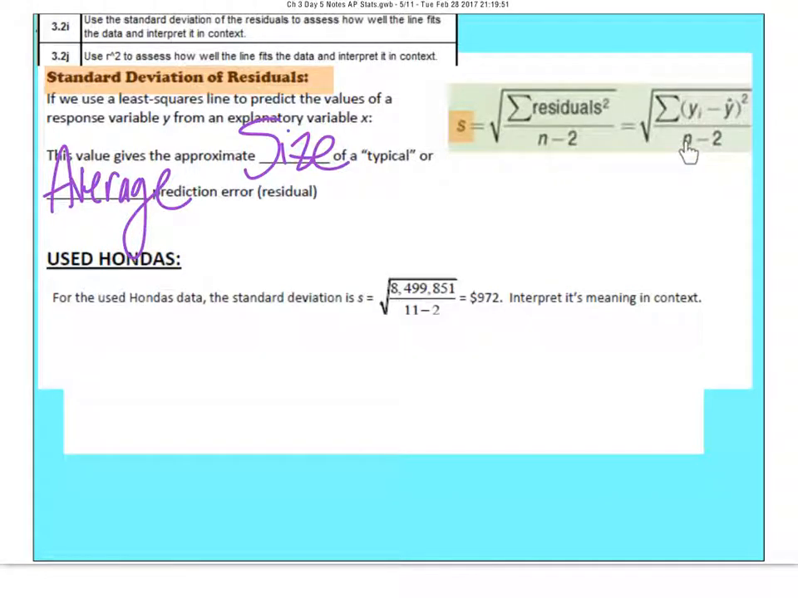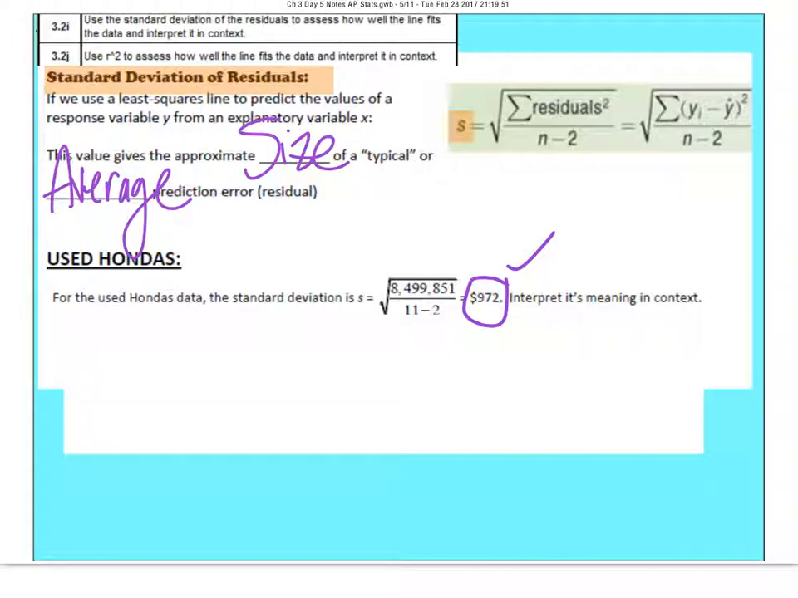You will not have to know this detailed formula for it, but you will need to know how to define it in context. Let's do an example. Going back to our 11 Honda CRVs, for the model that we found, the standard deviation of the residuals is this value right here, 792.